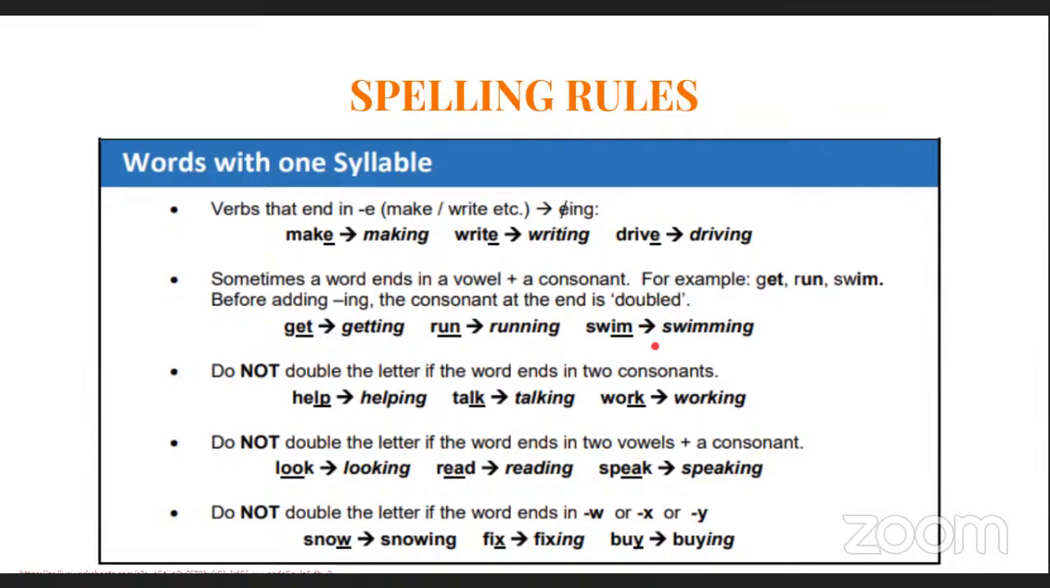Only for the verbs that follow these rules. Solo para los verbos que siguen esta regla, ¿no? Consonante, vocal, consonante. Here, we are not going to double the letter if the word ends in two consonants. No duplicamos la consonante si termina en dos consonantes, por ejemplo. Consonante, vocal, consonante, consonante. No duplicamos nada porque el final es dos consonantes. So, from help, helping. Talk, talking. Work, working.